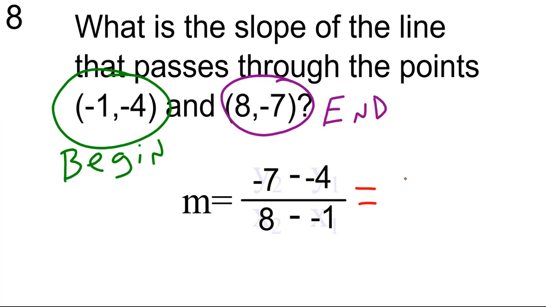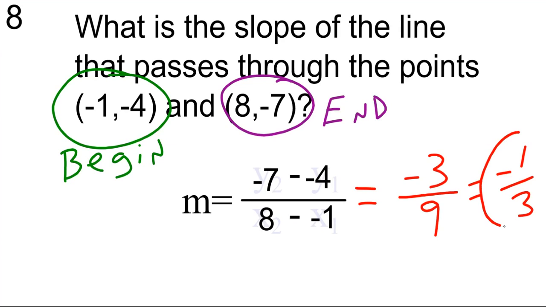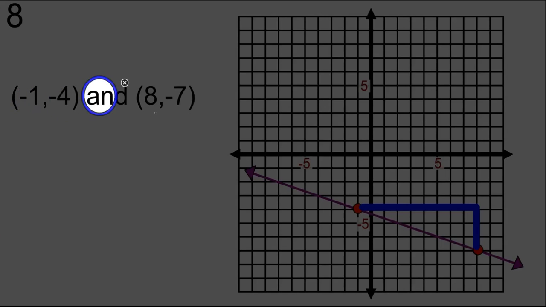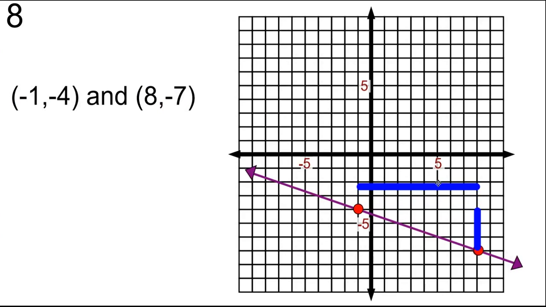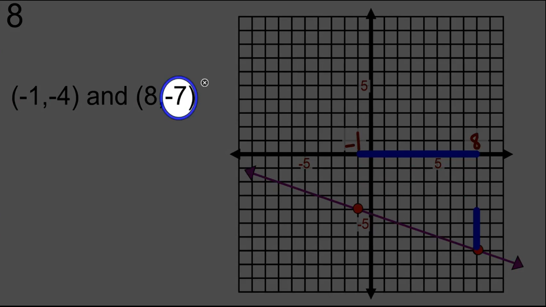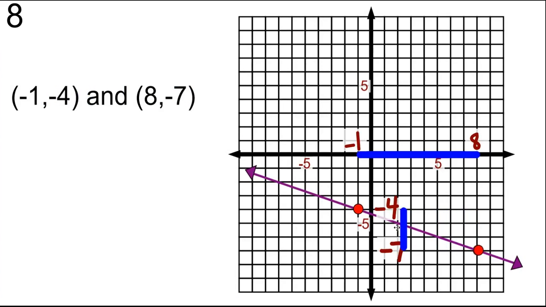-7 minus -4 is -3. 8 minus -1 is 9. This fraction reduces to -1/3. So the answer to number 8 is -1/3. Keep in mind that this -1 and this +8 are the endpoints of this line segment right here. Similarly, this -7 and this -4 are the endpoints of this line segment right here.